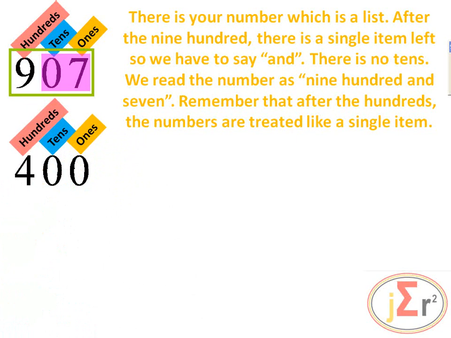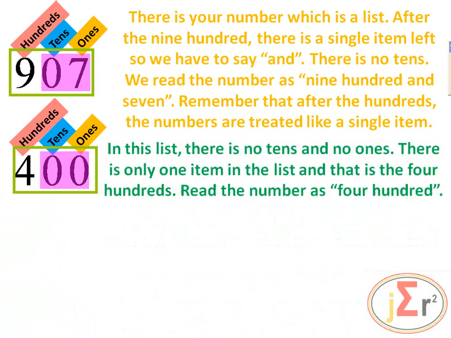What do you say about that number, Jerry? It's 400. 400, 0 tens, and 0 ones. So Jerry is saying that that number is 400. In this list, there is no tens and no ones. There is only one item in the list, and that is the 400s. Read the number as 400.